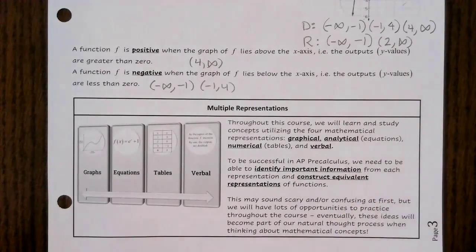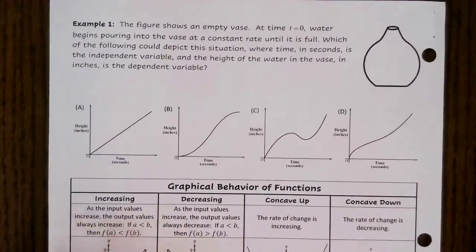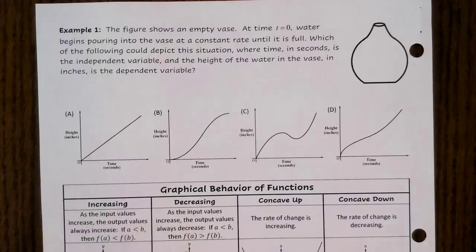To be successful in AP Pre-Calculus, we need to be able to identify important information from each representation and construct equivalent representations of functions. So moving from the graphical to the table or the table to the graph or any of those forms. Now we're going to do a whole lot of practice in all 4 forms of that, so don't get worried. All right, we're going to look at a problem here and start thinking through that.